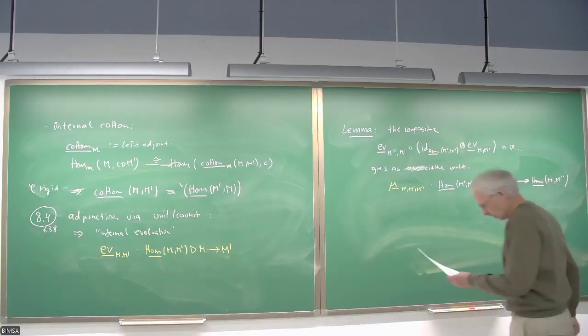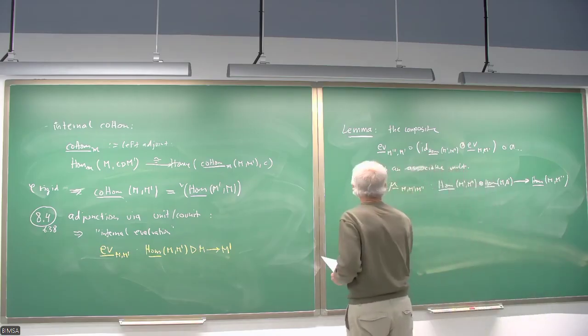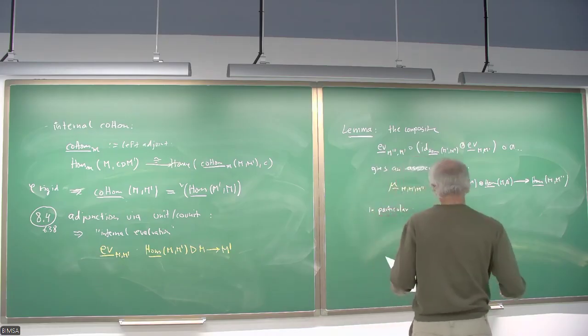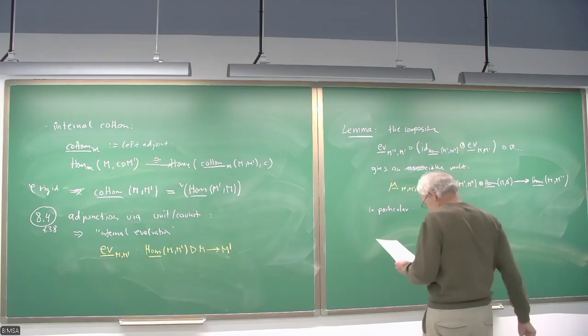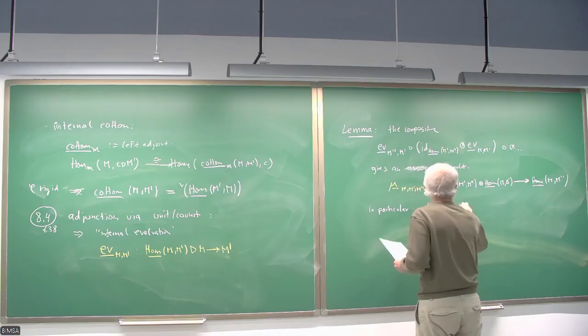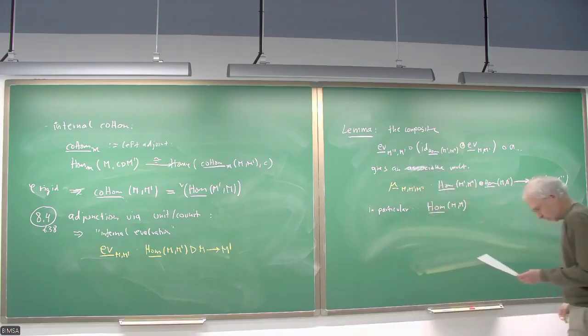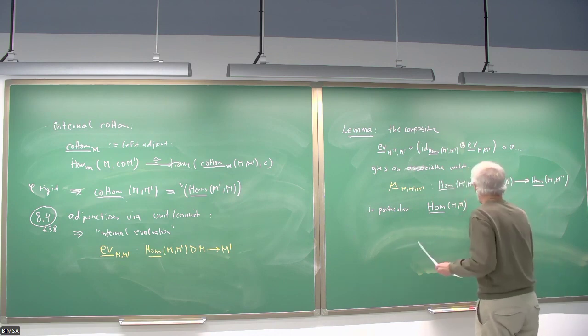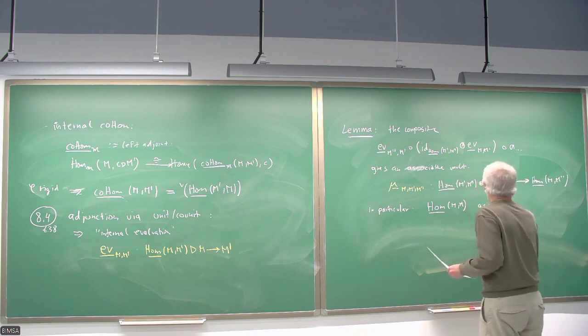And in particular, if I take all three equal here, we get that the internal end of an object M of the module category carries the natural structure of an associative algebra.